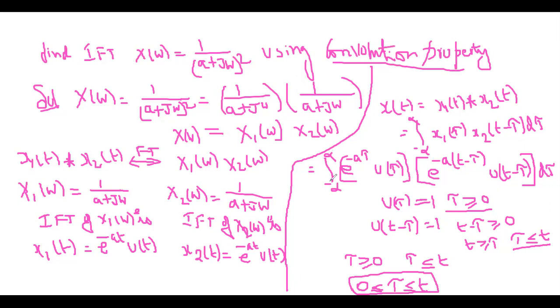So carefully you can listen, my dear students. Changing the limits from minus infinity to infinity into 0 to t. Why are we changing these limits? Because here we are integrating with respect to tau, from 0 to t, keeping mu of tau equal to 1 and mu of t minus tau equal to 1, my dear students.